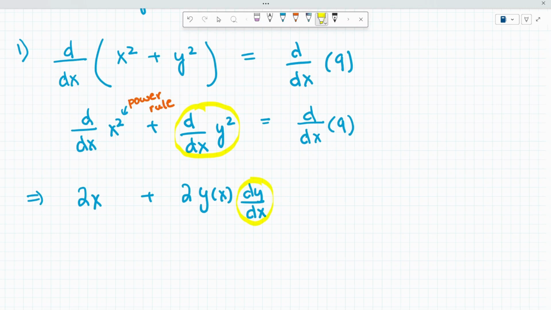That's it. Now let's look at the right-hand side. Well, we have the derivative of the constant, and we know that derivatives of constants are equal to 0.